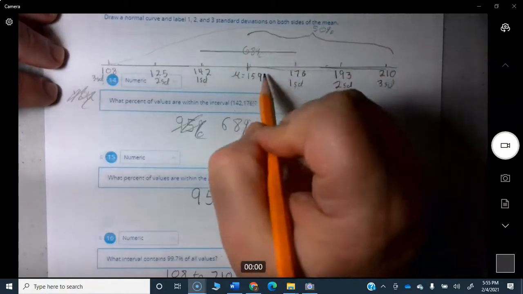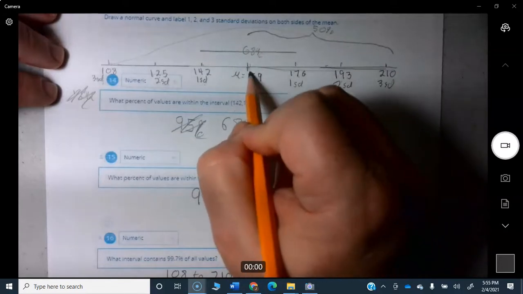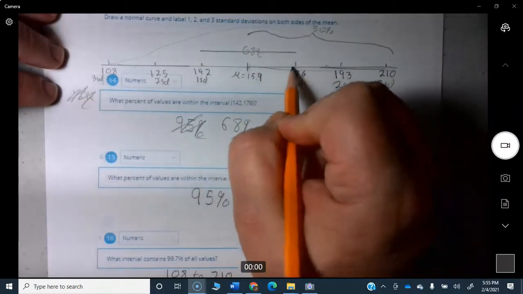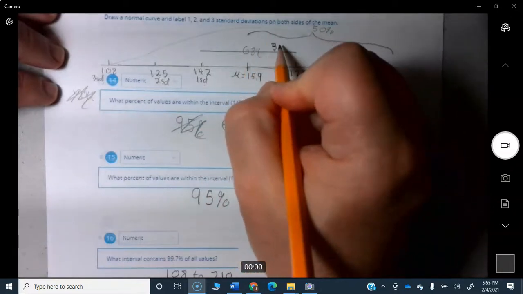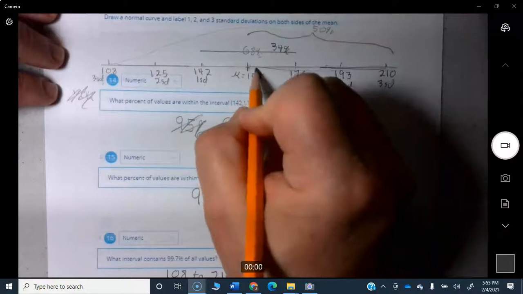So 50% are above 159. But they don't want to know 159. They want to know 176. So what percent are in this right here? And that's half of the 68. That's 34% are between here and here.